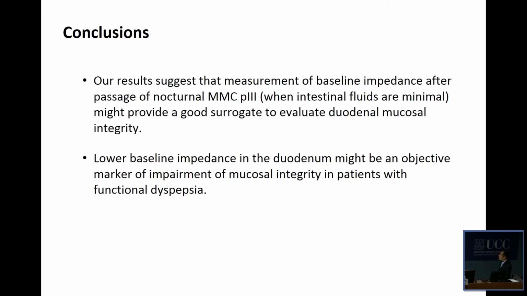In conclusion, our results suggest that measurement of baseline impedance after passage of nocturnal migrating motor complex Phase 3 might provide a good surrogate to evaluate duodenal mucosal integrity. Lower baseline impedance in the duodenum might be an objective marker of impairment of mucosal integrity in patients with functional dyspepsia.